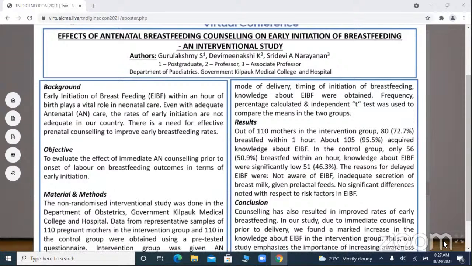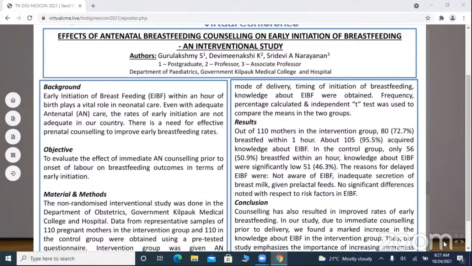The main reason for the delay in early initiation of breastfeeding was that mothers were not aware of early initiation of breastfeeding. Inadequate secretion of breast milk was given as a reason from the mother's side, and some of the mothers also gave pre-lactal feeds.